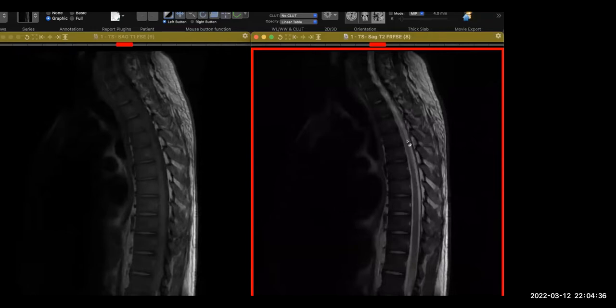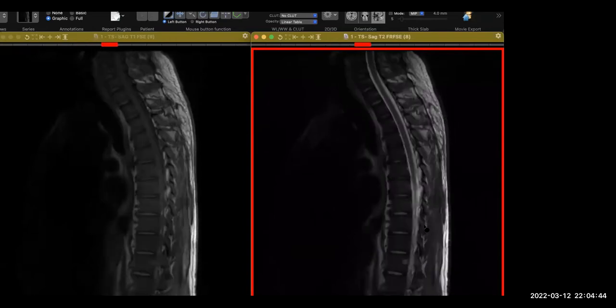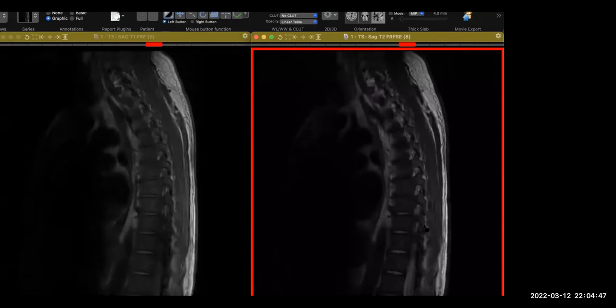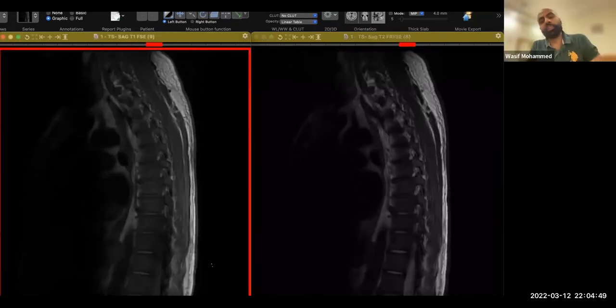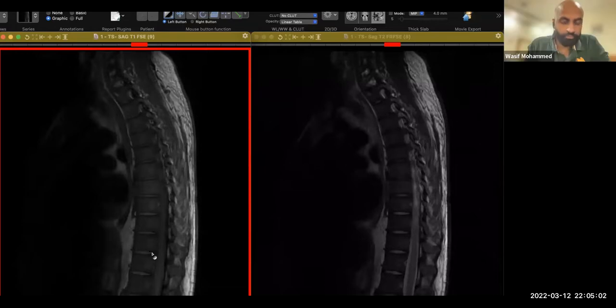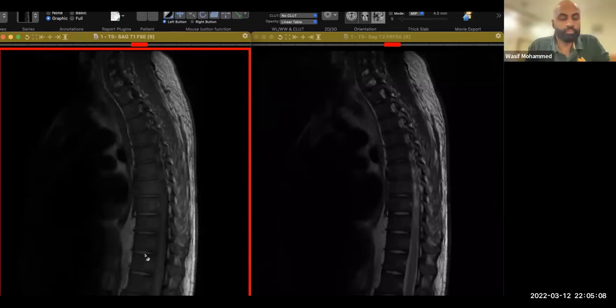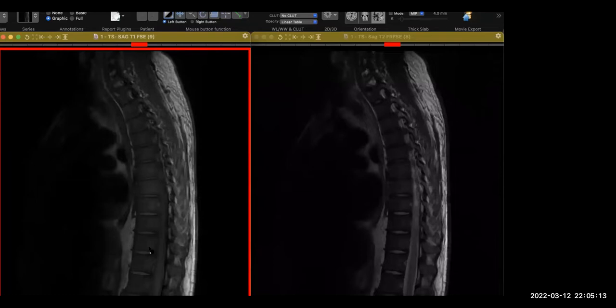So I'm looking at the vertebral column again, but the height appears okay. The C-spine is okay. Can you tell me if you're happy with the vertebral column on T1? The marrow signal on T1 is markedly hypointense as compared to the intervertebral discs, which is abnormal. And it's correspondingly low on T2 as well.